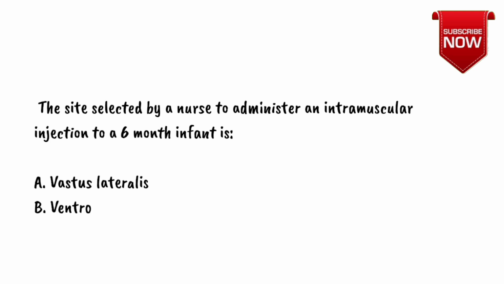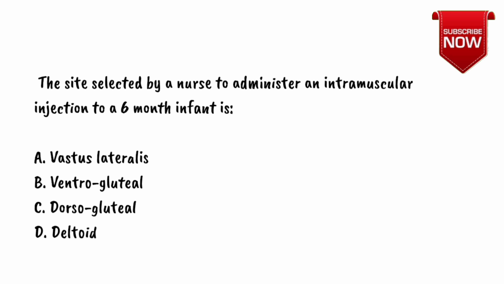The site selected by a nurse to administer an intramuscular injection to a 6-month-old infant is option A, vastus lateralis, option B, ventrogluteal, option C, dorsogluteal, option D, deltoid. The correct answer is option A, vastus lateralis. Vastus lateralis has a larger muscle mass than gluteus and deltoid muscles and also has reduced risk of severe local reaction.